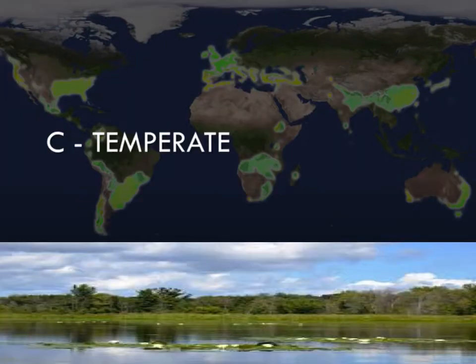C is called temperate. Temperate means it is in the north at a higher latitude than the Tropic of Cancer, and in the south at a lower latitude than the Tropic of Capricorn. So they are called temperate climates. You can see the green marks represented here.